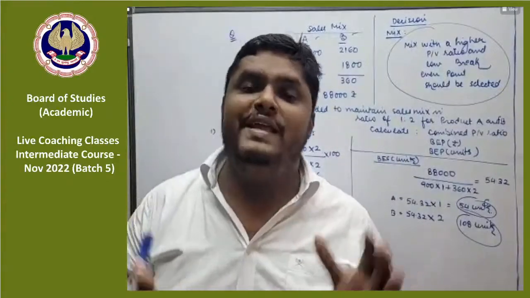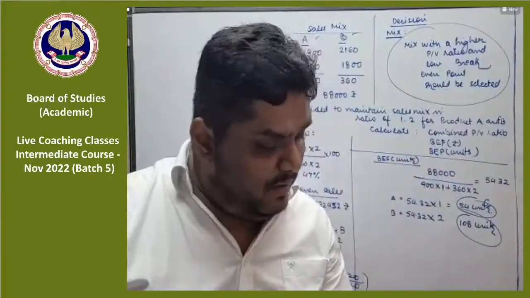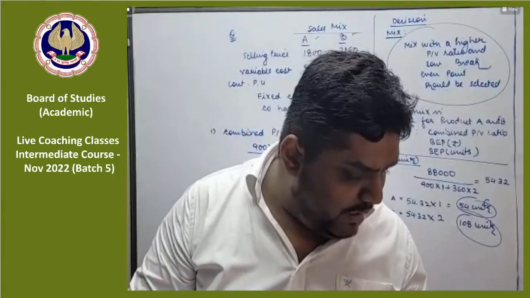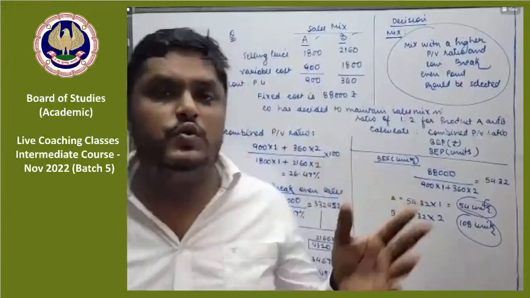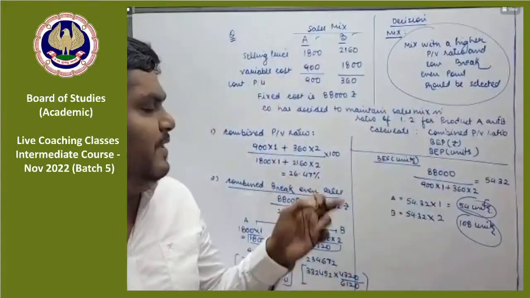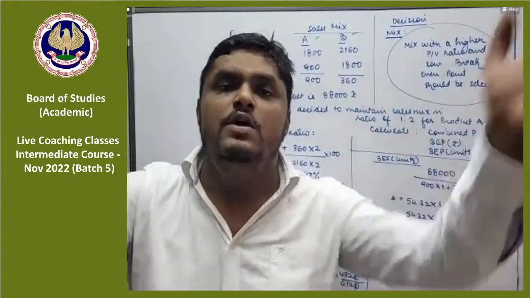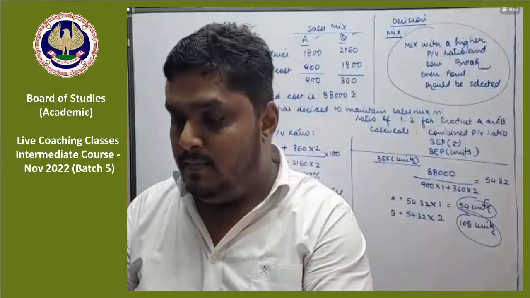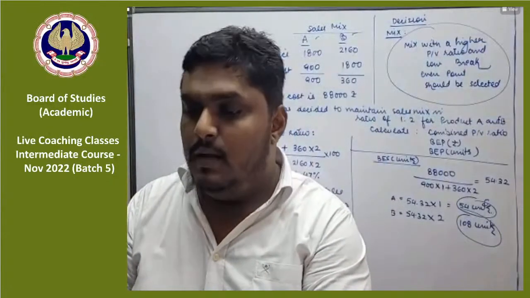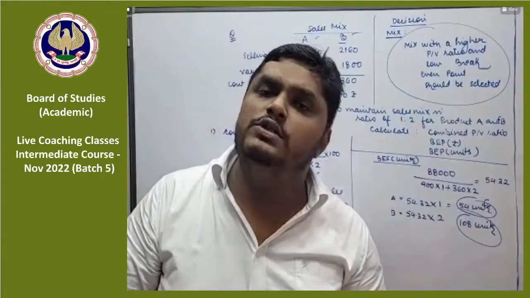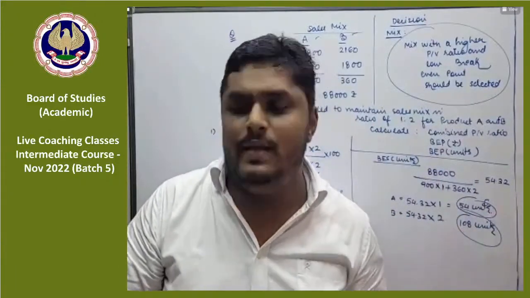So when comparing the first mix, I think it is 2:3, our PV ratio was 28 point something. And in this mix, the PV ratio is 26.47. So the first mix should be preferred over the second mix. Any of the approaches, you can consider it in units also or in rupees also. The answer will be the same in both cases.